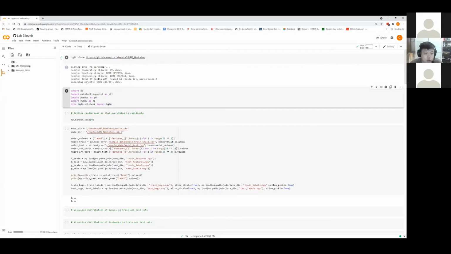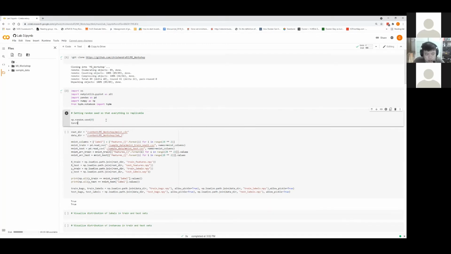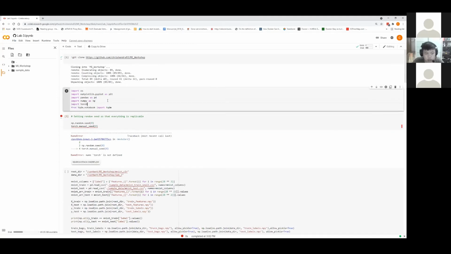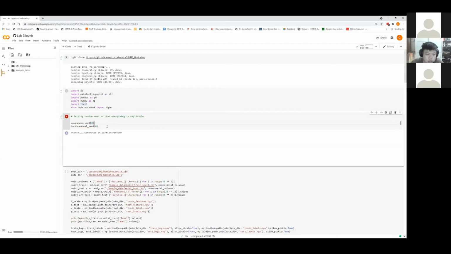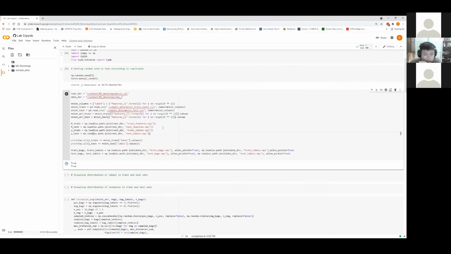Refresh this, and if you've successfully done the first step, you'll see this folder called MI Workshop. Then we can run this import. Add torch.manual_seed(0). We should import torch, so add the import torch line here. Then run this so that we make sure the whole thing is replicable. Then again, run the data loading cell below it.